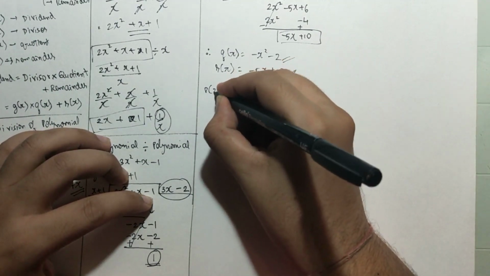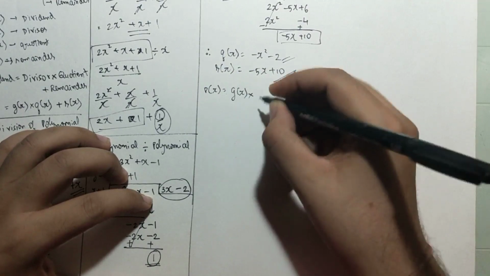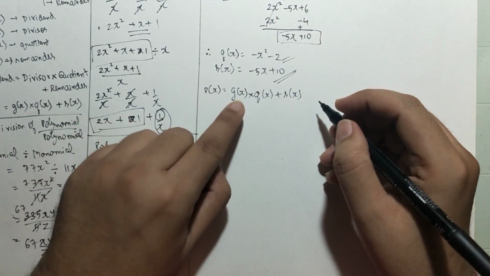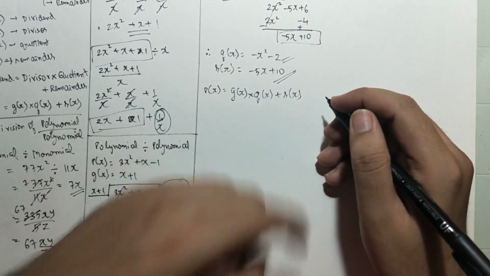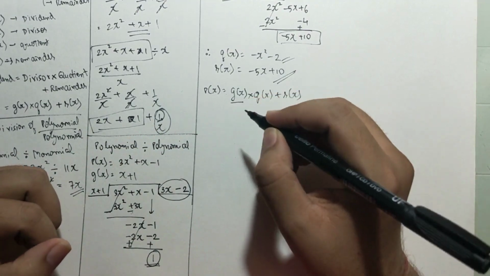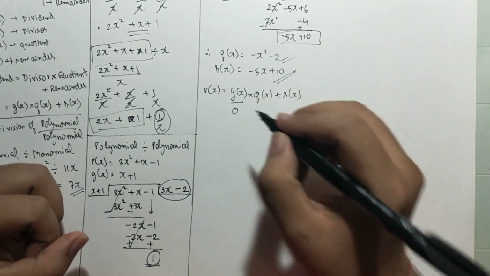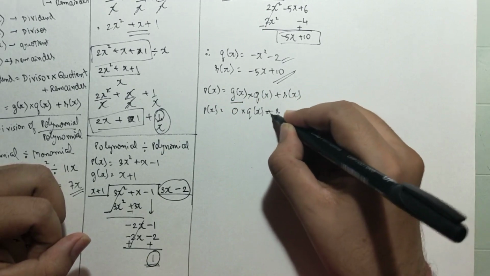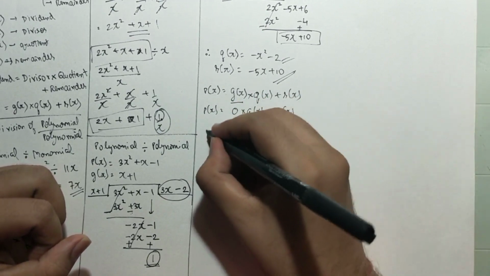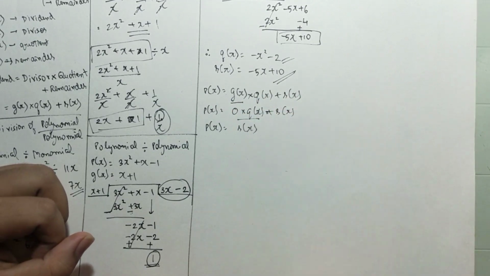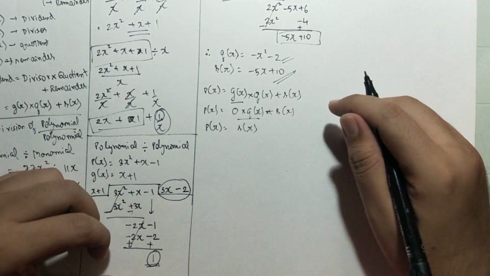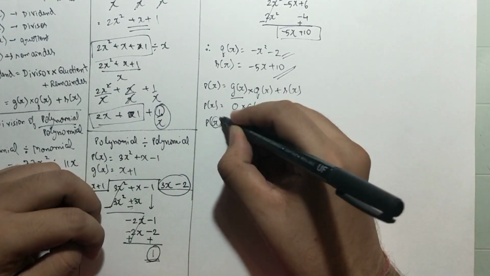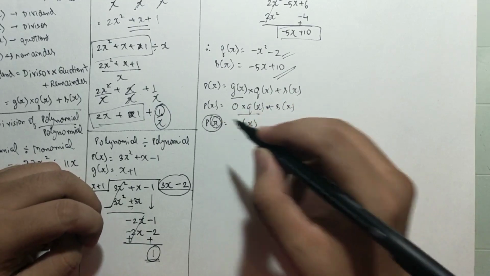As we have seen, P of x is equal to g of x into q of x plus r of x. This is our dividend, this is our divisor, this is our quotient, and this is the remainder. What if I make g of x 0? If I make g of x 0, in that case this term will become 0. So my P of x will be equal to r of x. In exercise 2.2, we have substituted values and got the value of the remainder.